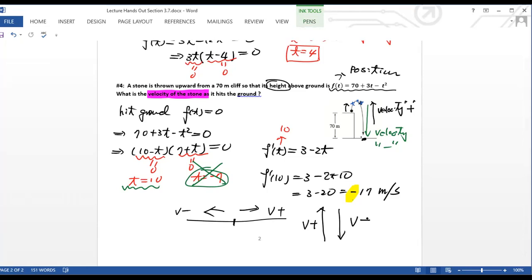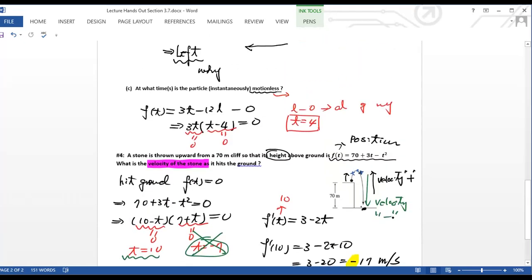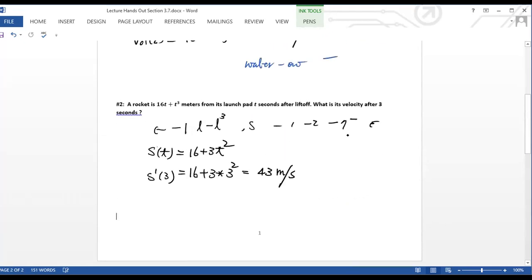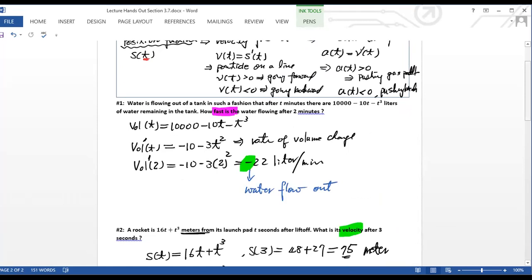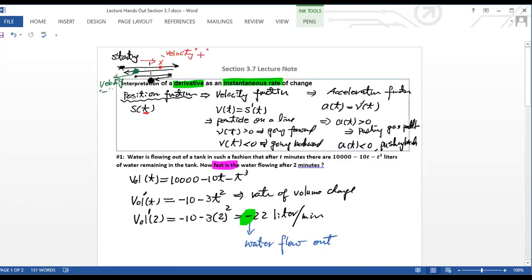It's a very simple lecture and a very simple section, but we do have some very interesting problems to work on, right? So make sure you understand that. We have three things here. The velocity is the change of the position. Velocity could be positive, could be negative. Then the acceleration function is the change of the velocity. Okay, all right.